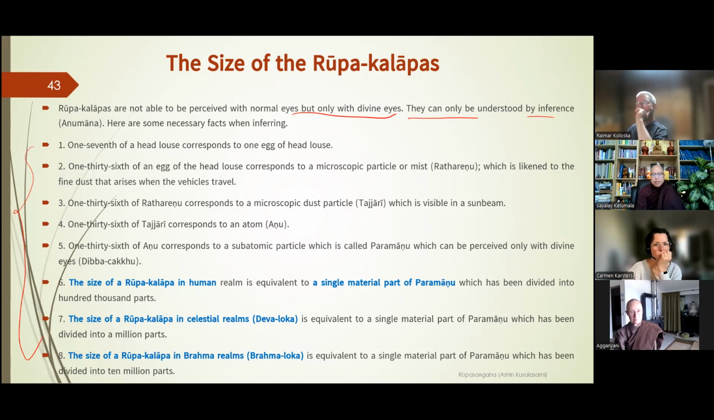So, what is the size of a Rupa Kalapa? The first, 1/7 of a head louse corresponds to one egg of a head louse. Do you know that kind of insect? It is a head louse.